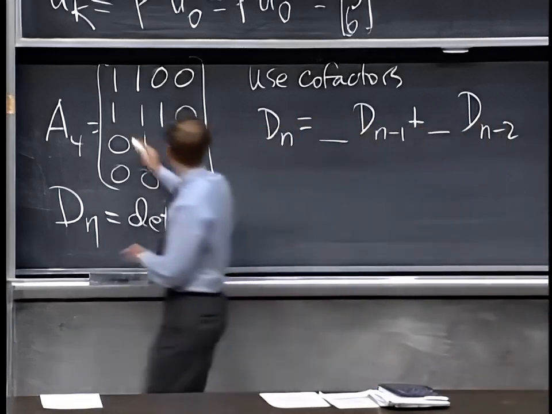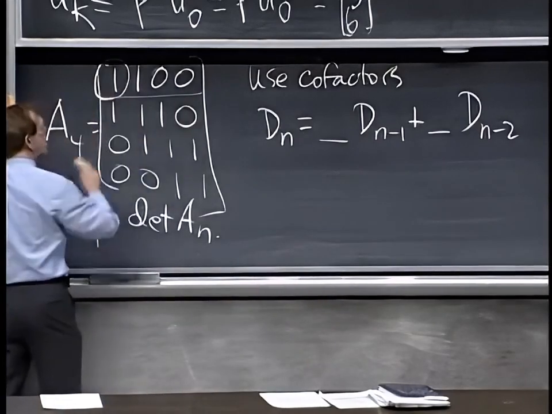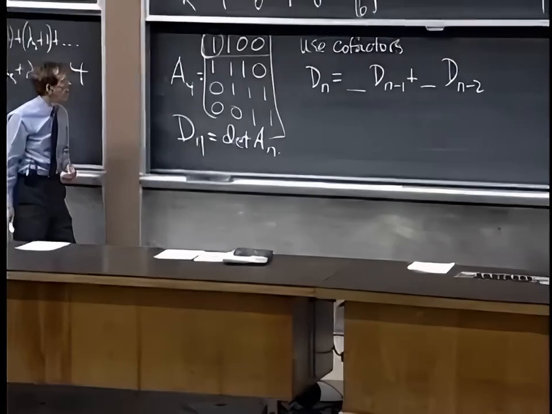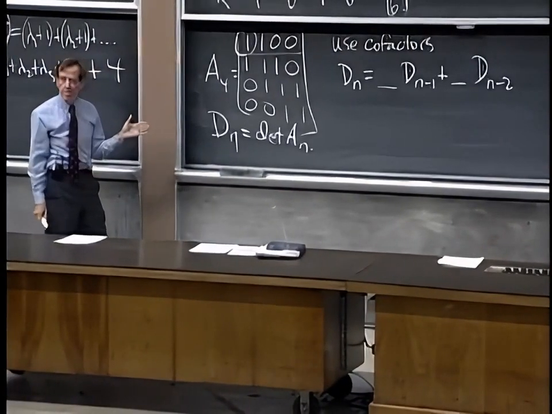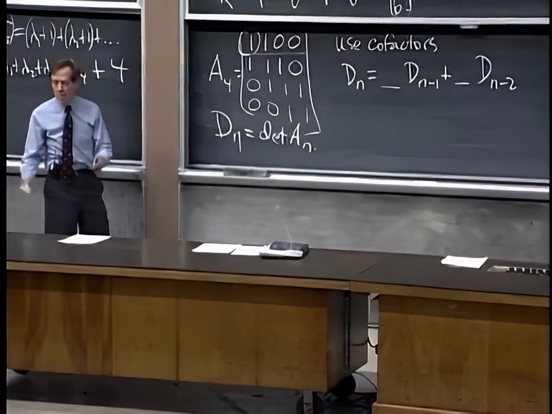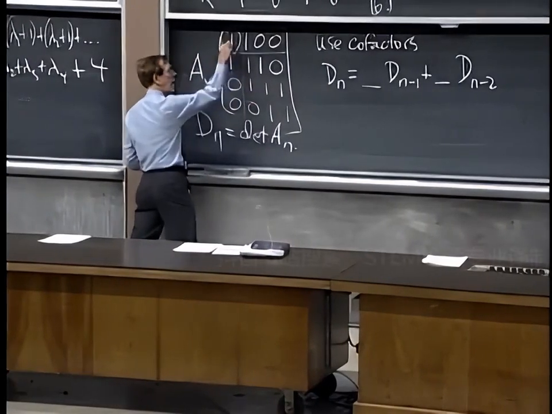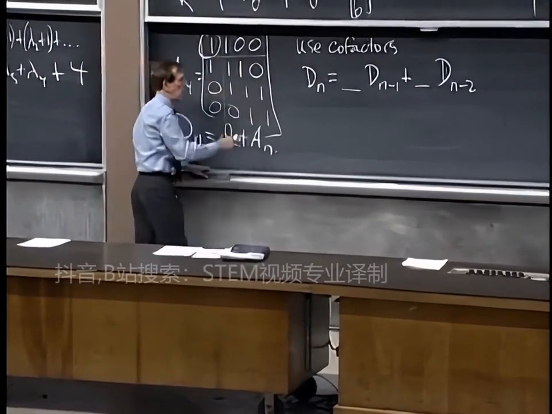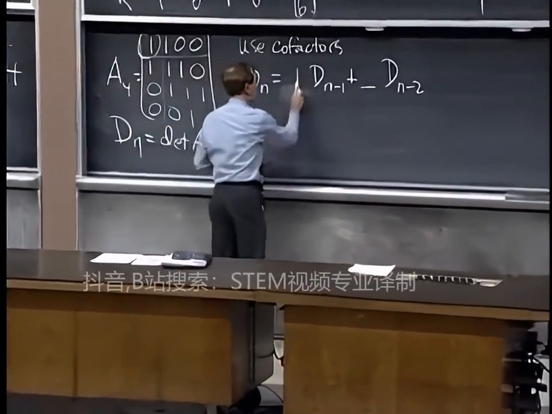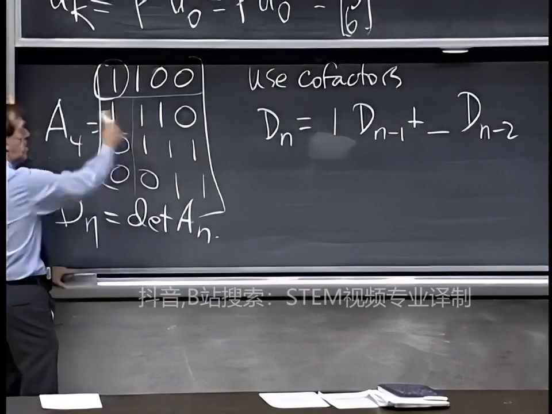So I'll use cofactors along the first row. So I take that number times its cofactor. So it's 1 times its cofactor. And what is its cofactor? Dn minus 1. Right, exactly. The cofactor is this guy, which uses up row 1 and column 1, so the cofactor is down here. So it's one of those. Okay, that's the first cofactor term.